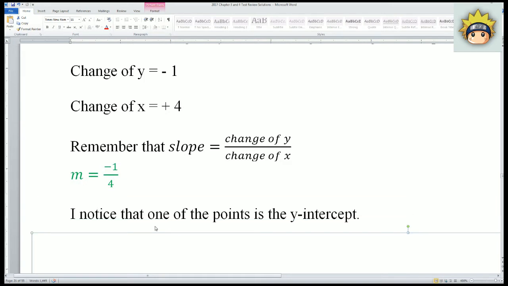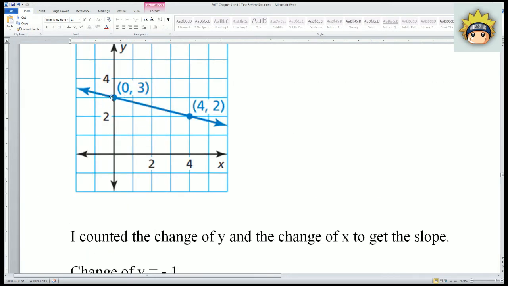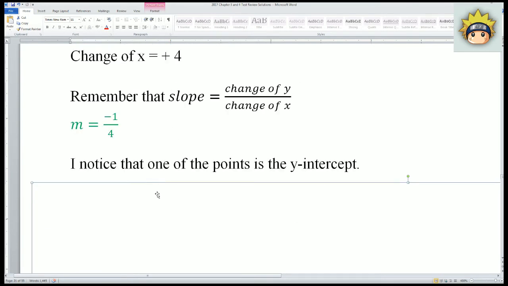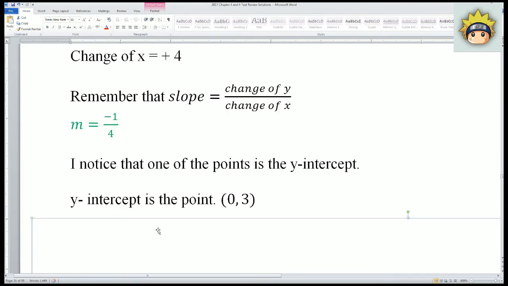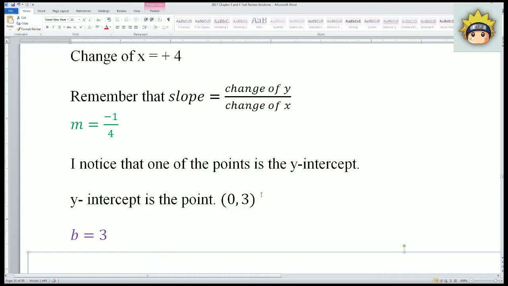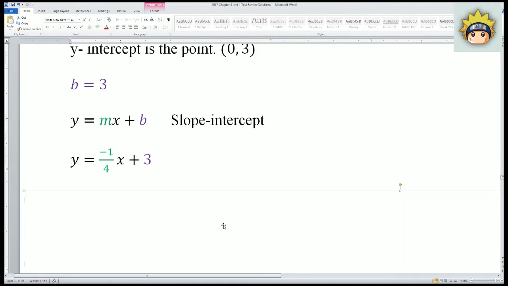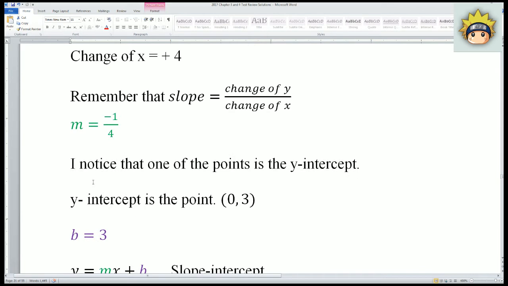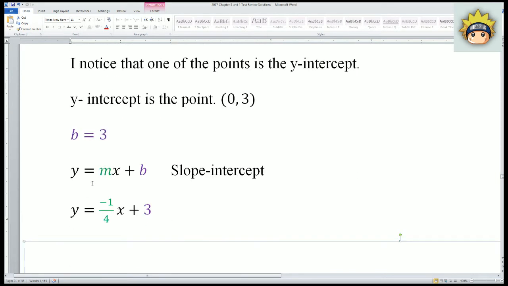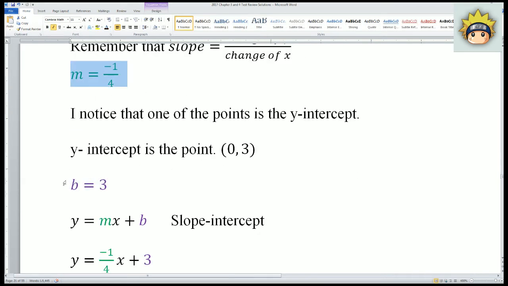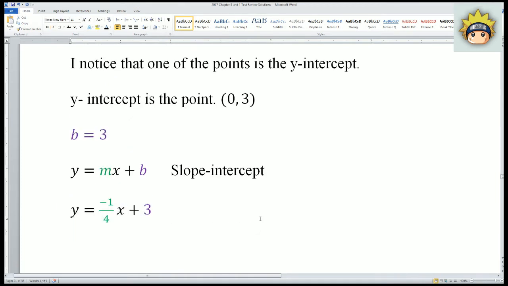Notice that one of the points is the y-intercept. The point where the graph passes through the y-axis, which is 0, 3. The y-intercept is the point 0, 3. B is equal to 3 because that is the y value. Now you can use your slope and your y-intercept to plug into the slope-intercept formula, and you should get y equals -1/4 x plus 3. Good. That comes from this slope and this y-intercept. Okay, the equation is y equals -1/4 x plus 3.